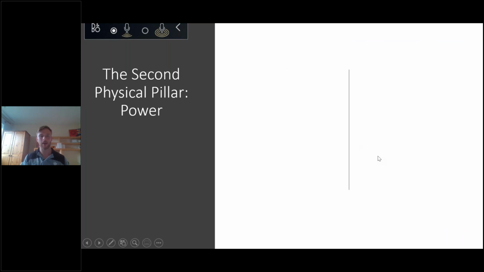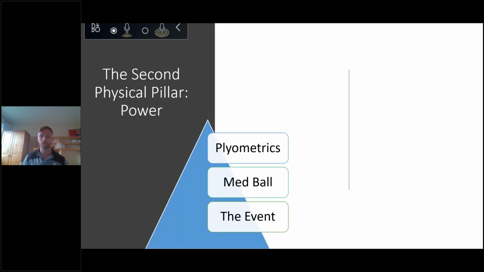And now the second physical pillar is power. So how do we develop power? The ability to produce force very quickly. And I'd put it in a bit of a pyramid model. There's three aspects of power training, or categories of exercises, that you might work on.